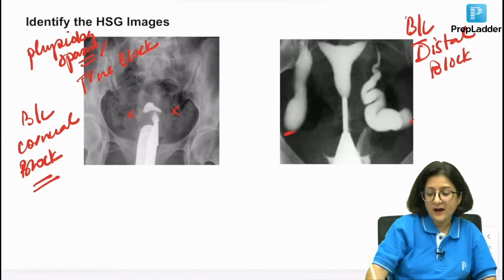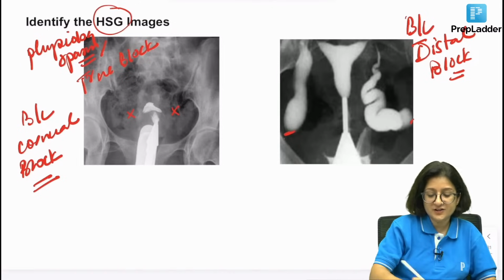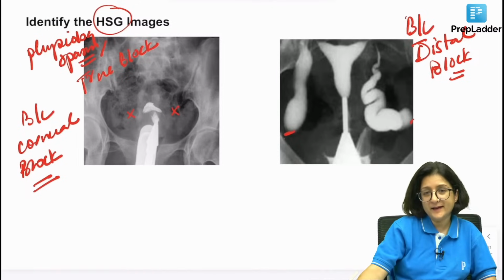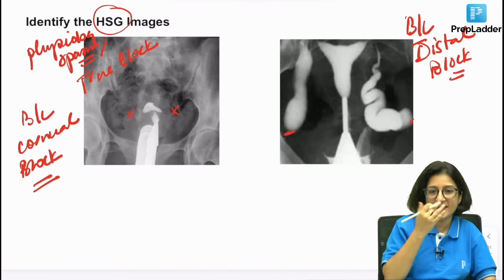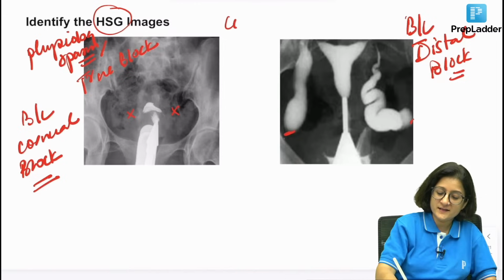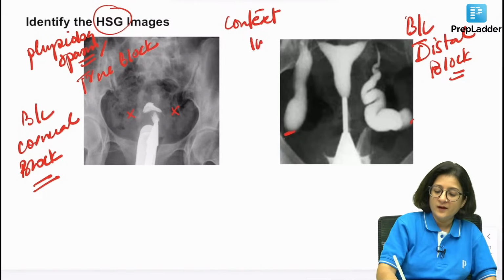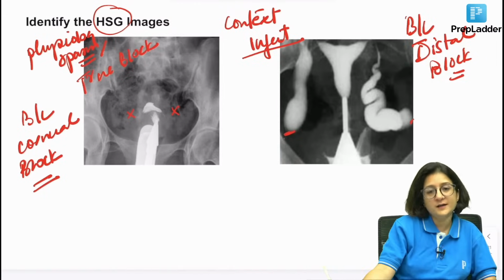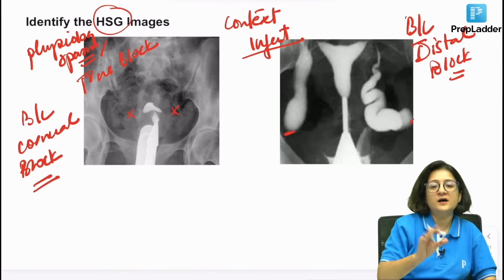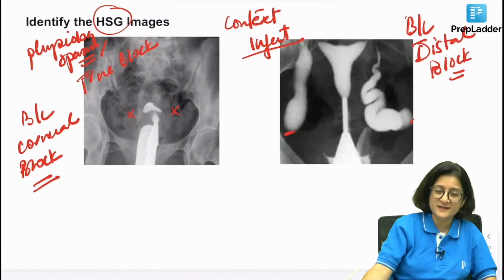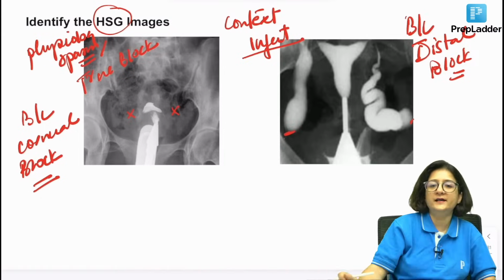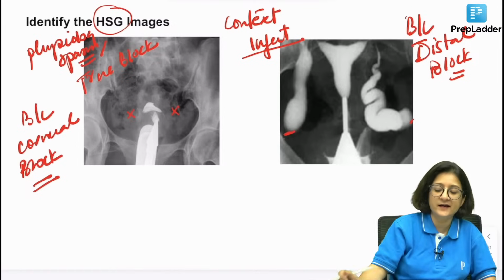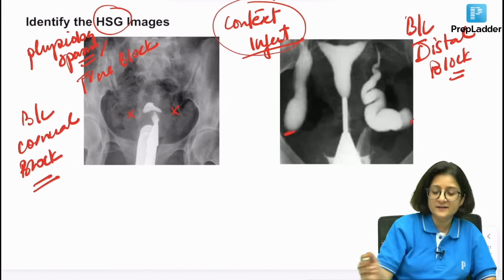Now, because we are doing an HSG, I am sure at this point in time, there should be no active genital tract infection, isn't it? That is why I have done an HSG. The context is that of infertility, because in infertility workup patients, we do this HSG as a part of tubal patency testing. So that is the utility of HSG. Tubal factor infertility, to check for tubal patency, we've done a screening test. So the clinical context is that of infertility.